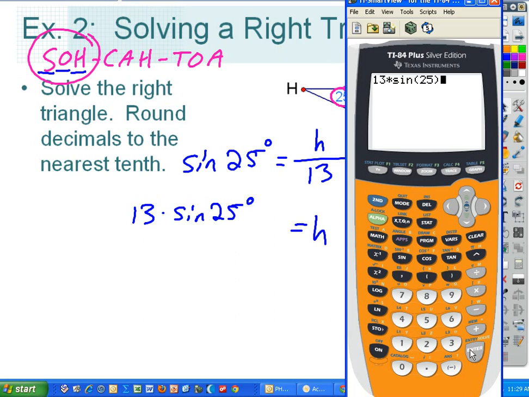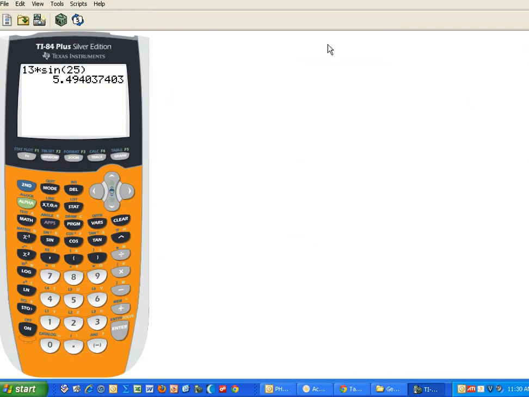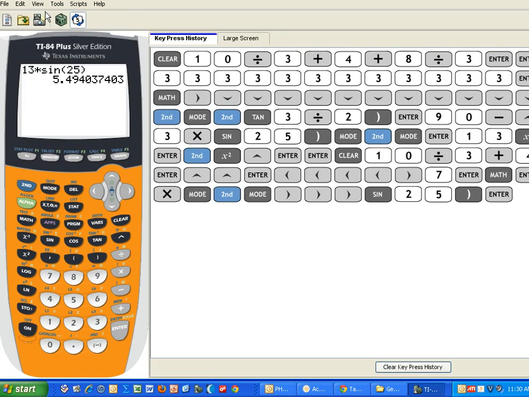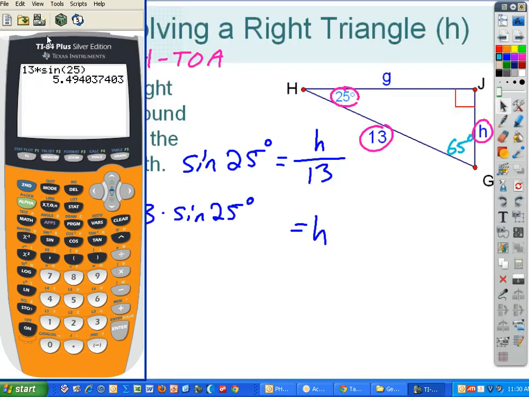How would I find G then? Could do SOHCAHTOA stuff. Could also use the Pythagorean theorem. Take your pick. They're about the same difficulty, I think. If I want to use the Pythagorean theorem, though, one thing I want to caution you about.